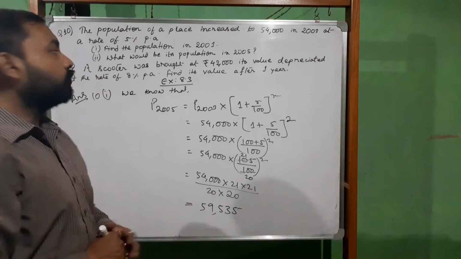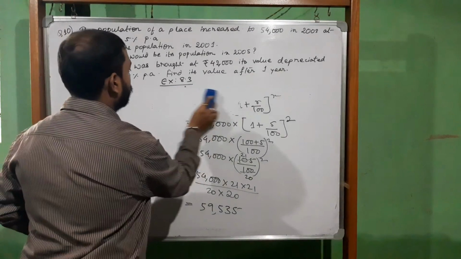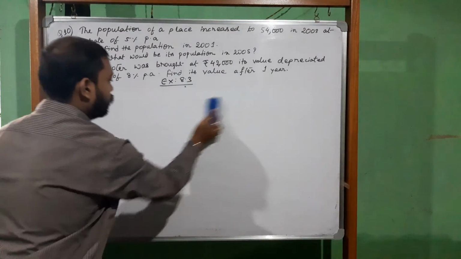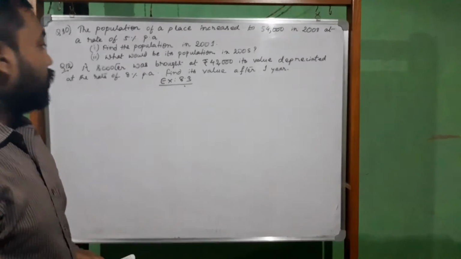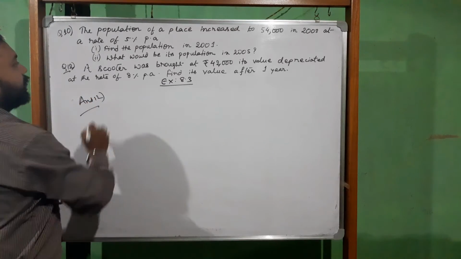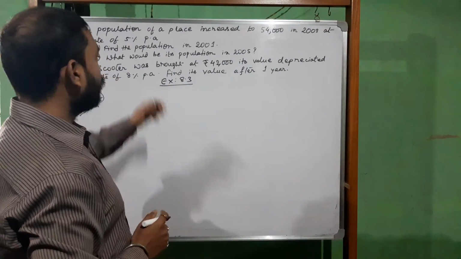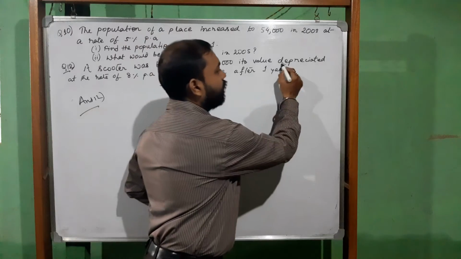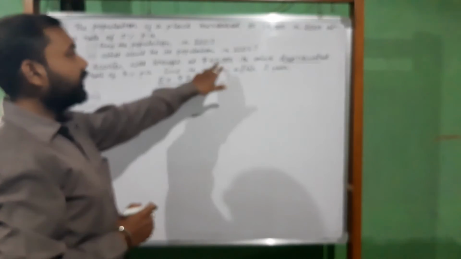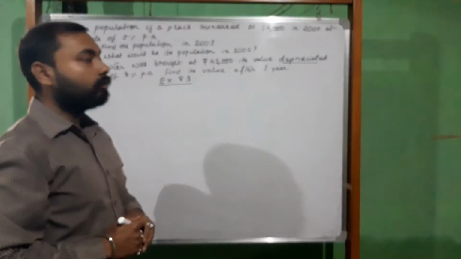Now let us move to question number 12. In question number 12 you can see a scooter was bought at rupees 42,000. Its value depreciated at the rate of 8% per annum. Depreciated means it is decreasing. So when the person bought the scooter, at that time the price was 42,000.